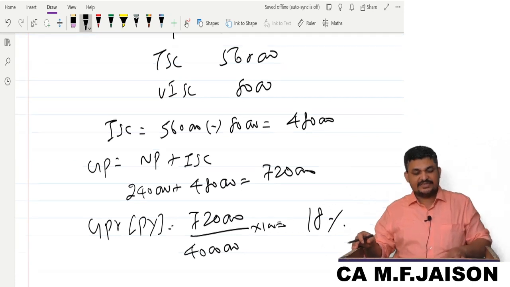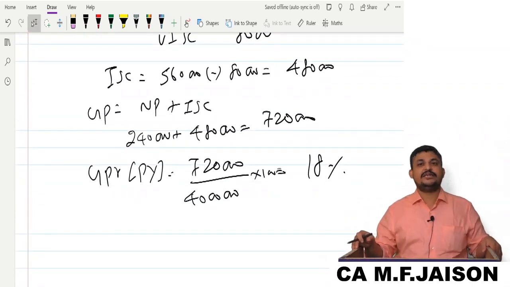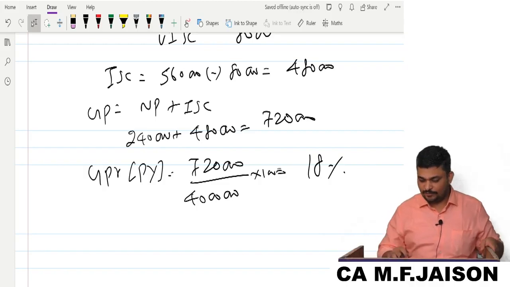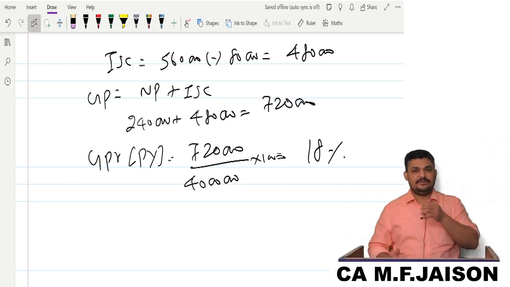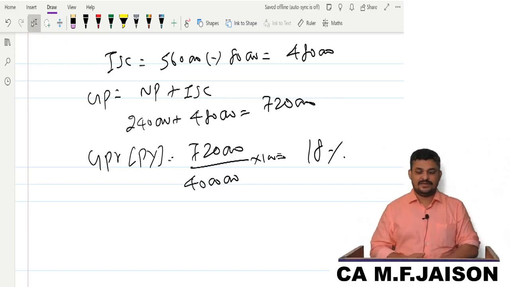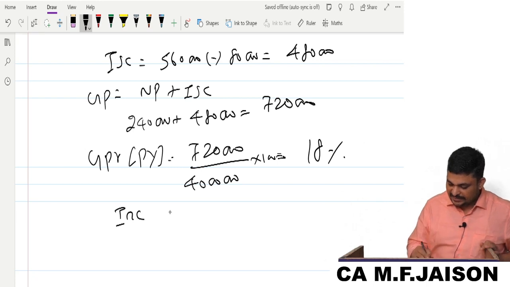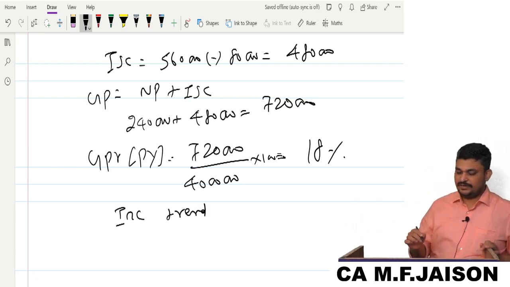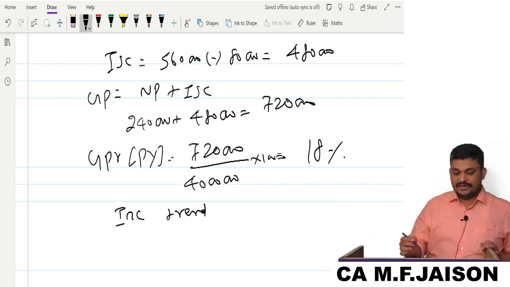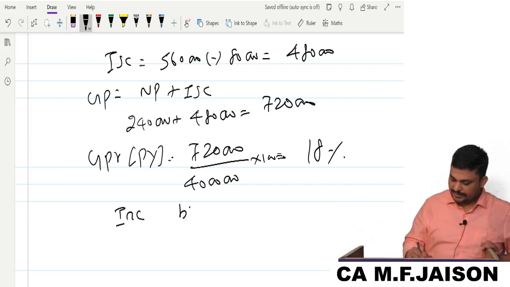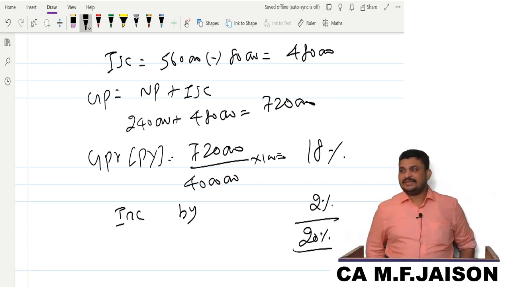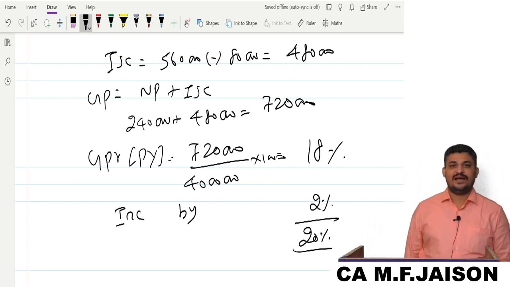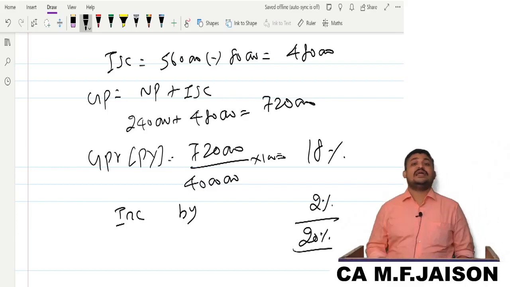Now, for case C, some students would have arrived at the answer in a different way. Let me be very clear. It has been provided that due to the special circumstances, the rate of GP is to be increased by 2%. So there is an increasing trend. The adjustment is increased by how much? 2%. So it is 20%. It is not 2% of 18%. A rate increased by 2% is not 2% of that percentage.